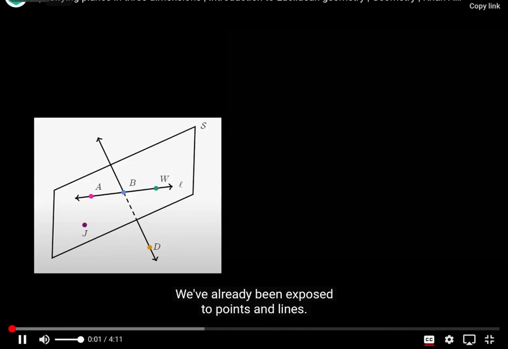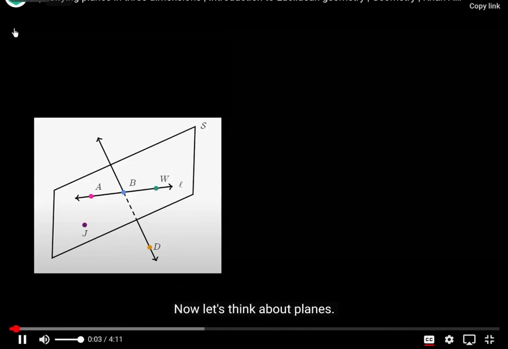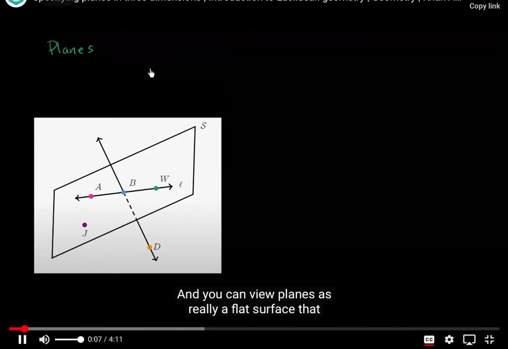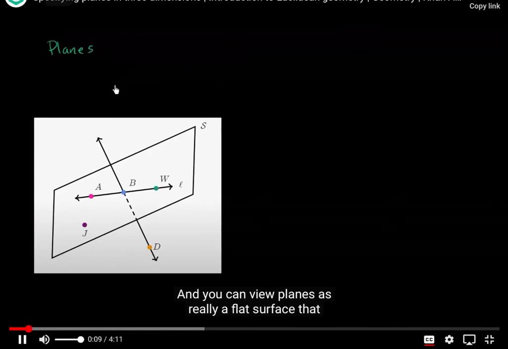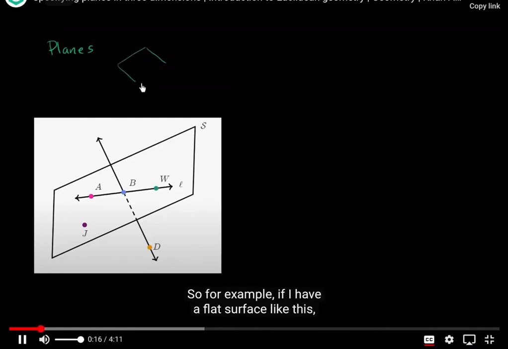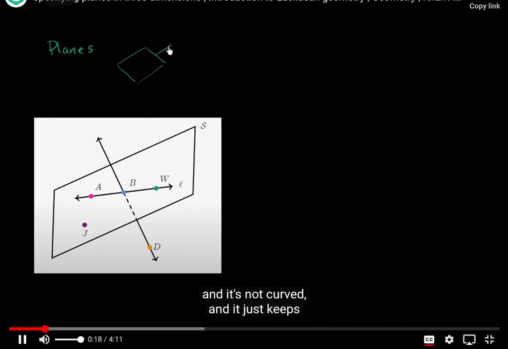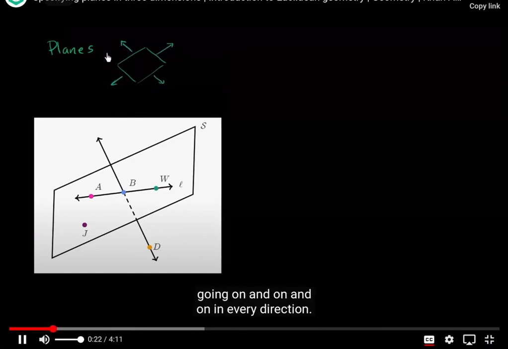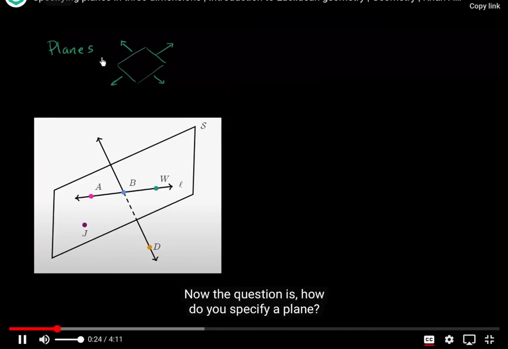We've already been exposed to points and lines. Now let's think about planes. You can view planes as really a flat surface that exists in 3 dimensions that goes off in every direction. So for example, if I have a flat surface like this, and it's not curved, and it just keeps going on and on and on in every direction. Now the question is, how do you specify a plane?